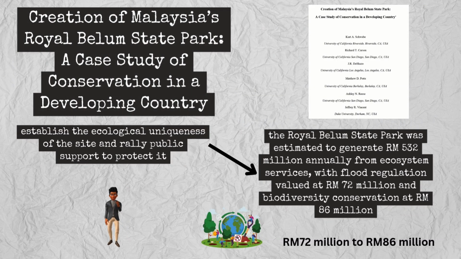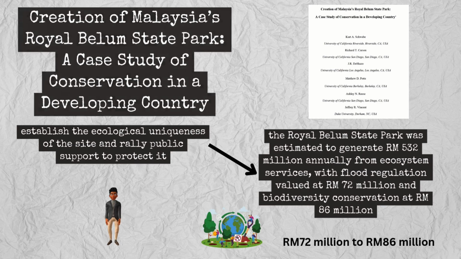Benefit transfer method in this case study involves the establishment of the ecological uniqueness of the site and rally public support to protect it. The Royal Belem State Park was estimated to generate RM 532 million annually from ecosystem services, with flood regulation valued at RM 72 million and biodiversity conservation at RM 86 million.